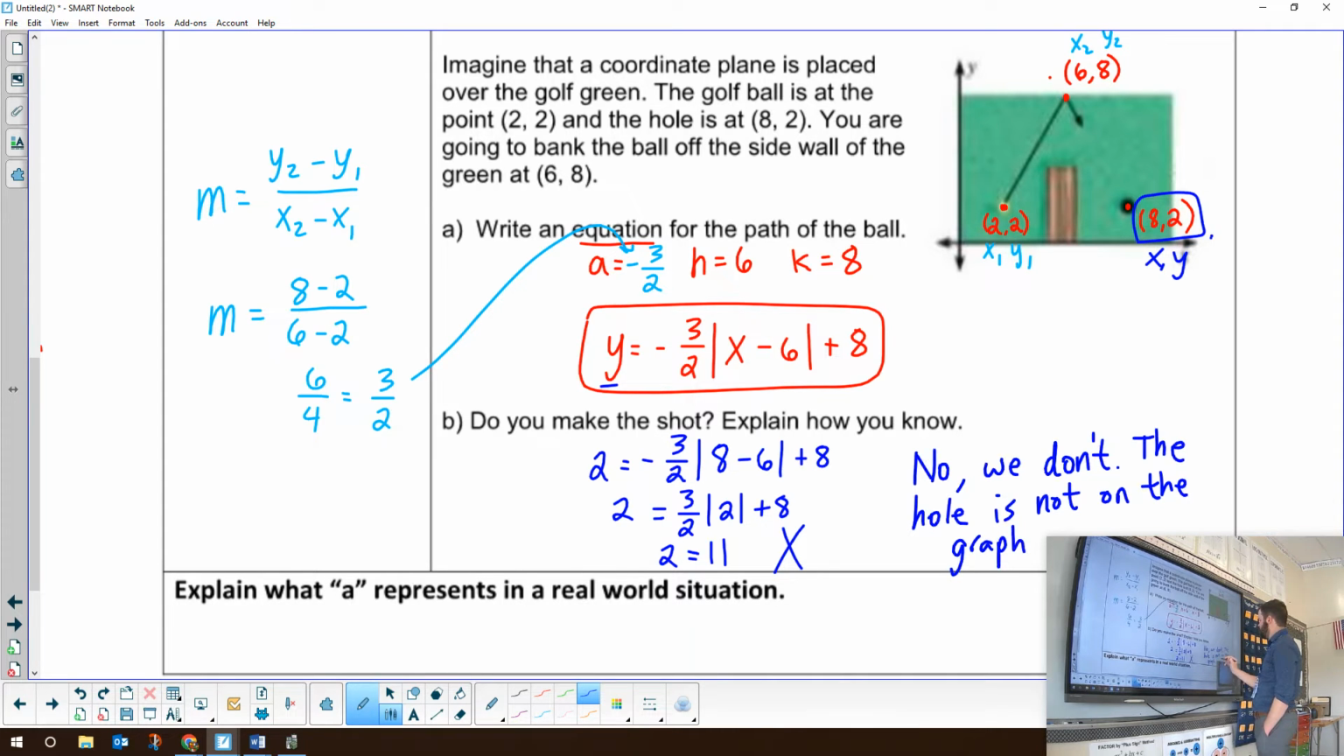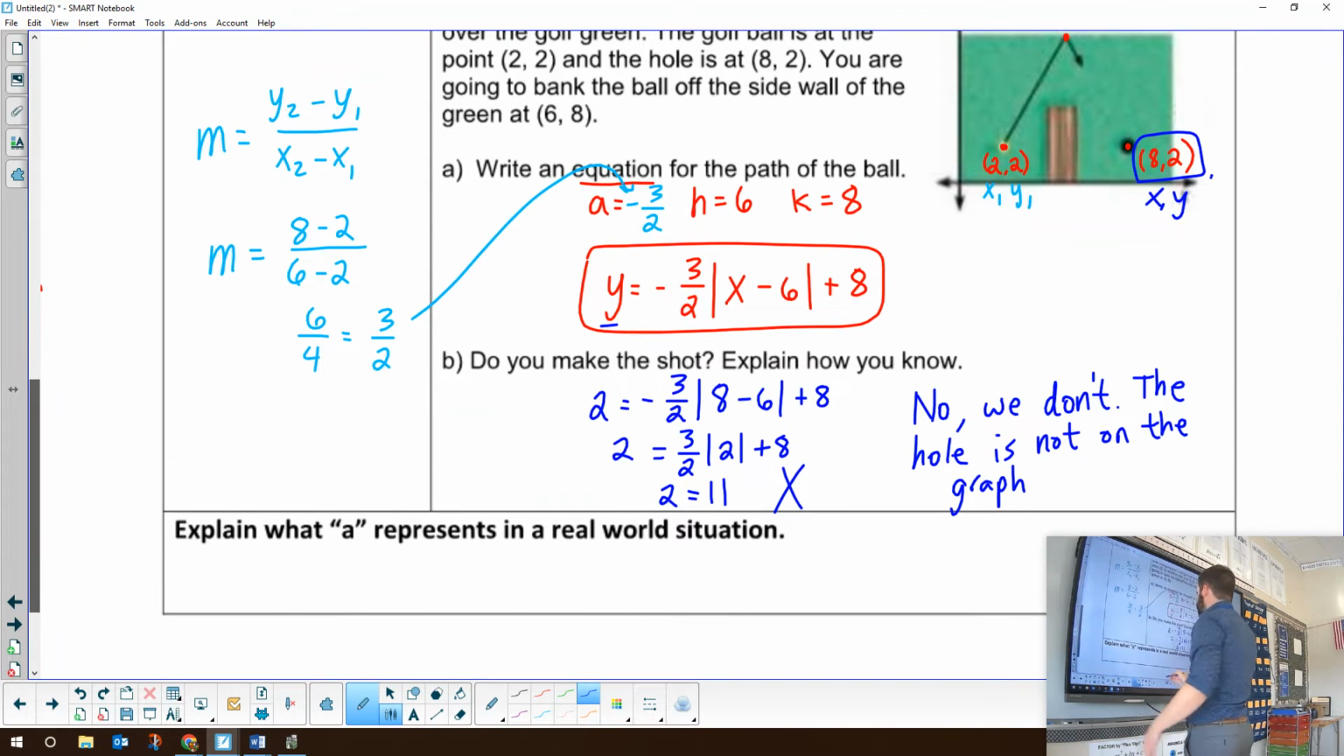Now, you could also take these two points and use them to find the slope. If the slope matches, then it would be correct. Because remember, guys, your graph can both be down, they can both be up, but they can't be like this. They have to be symmetrical. Okay, so what does A represent in real-world situations?